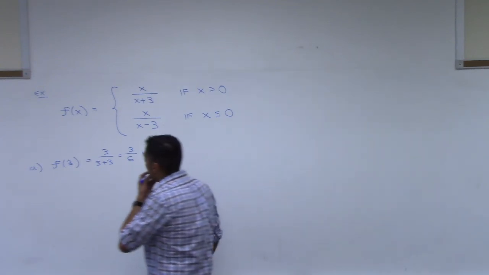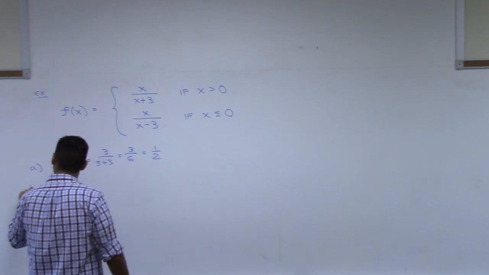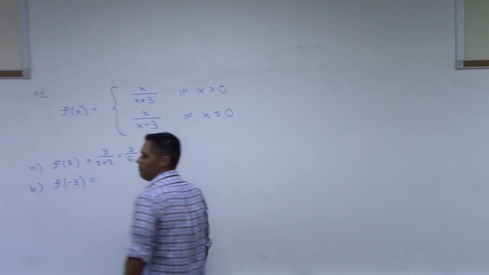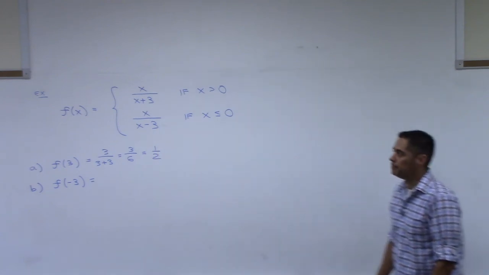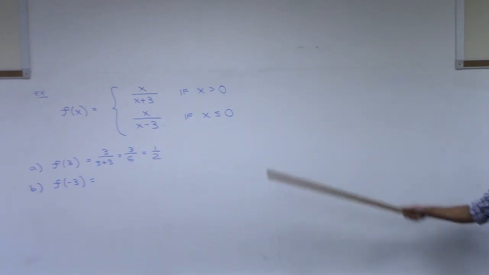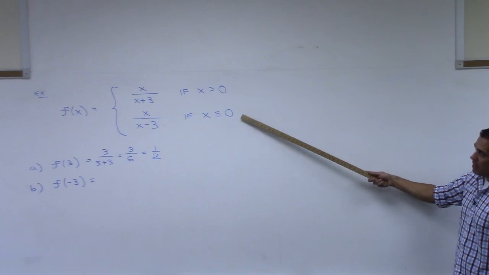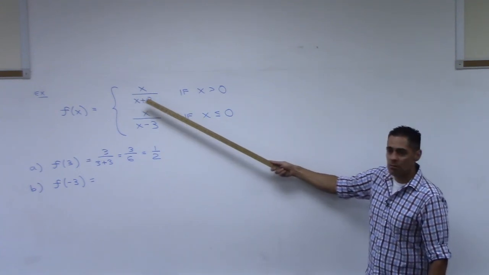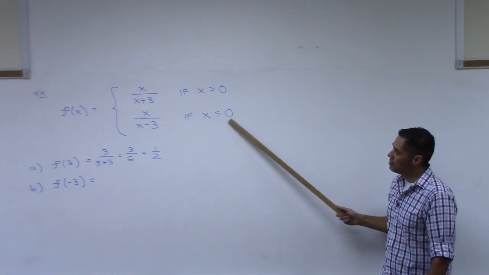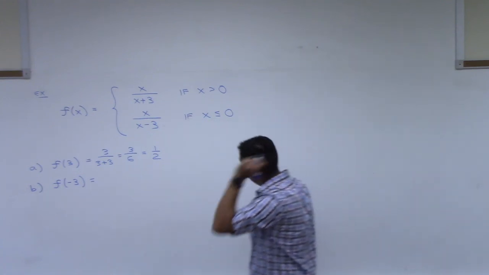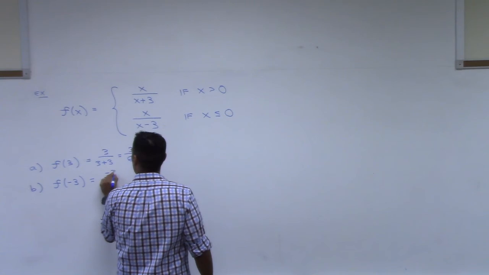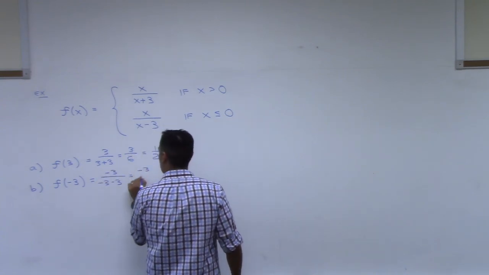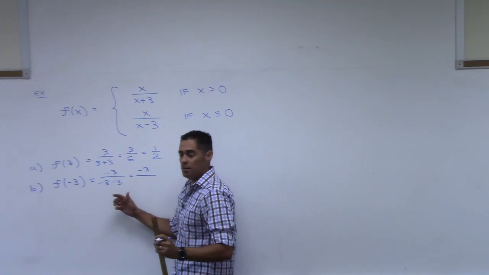All right, how about what is f of negative 3? What if I say plug negative 3 in? What do you get? So which one are you going to be in, the top or the bottom? We're going to be in the bottom one, right? So you got to be careful. If you plug in negative 3 right there, you can get 0. But because negative 3 is less than 0, we're going to go negative 3 over negative 3 minus 3, which is negative 3.